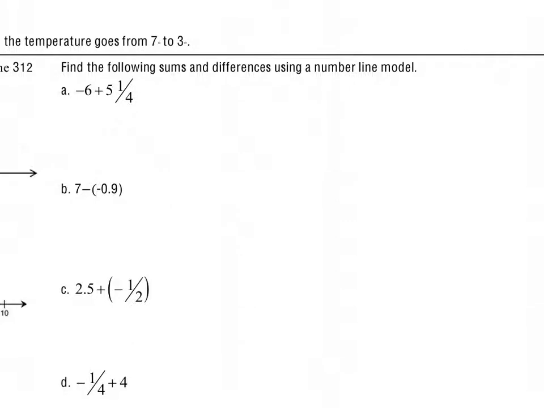Alright, so here it asks us to find the following sums and differences using a number line model. This means that for each of these we'll have to create our own number line, thinking about what we may want to be counting by. So go ahead and work through this to draw your number lines.